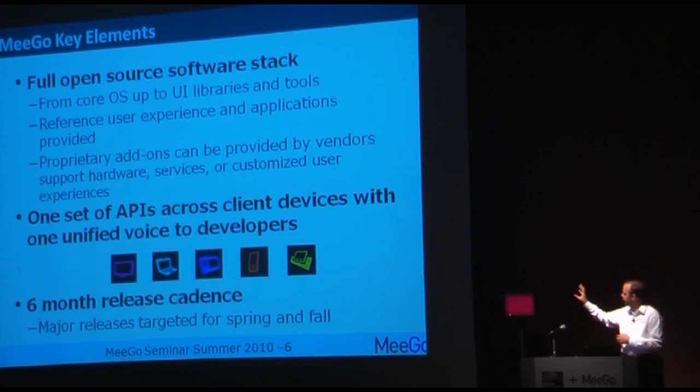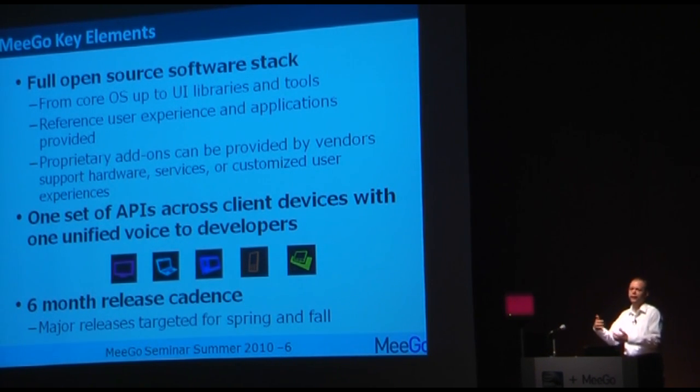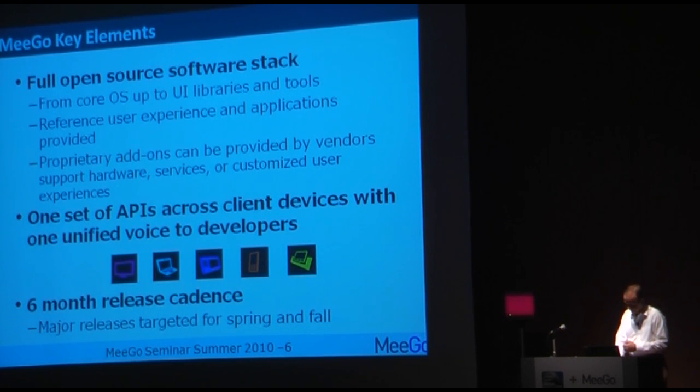And I think we've touched on all the elements here in terms of open source software stack, one set of APIs. The 6-month release cadence, I think, is very challenging for the project, but it's also one of the benefits in terms of the rapid innovation of MeeGo. Twice a year, you're going to see a new release, new kernel, a lot of new content. So we're hard at work at 1.1, and 1.2 is right on its heels, coming out in April of next year.